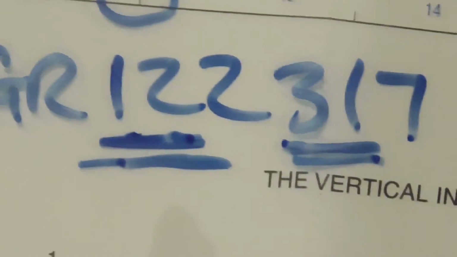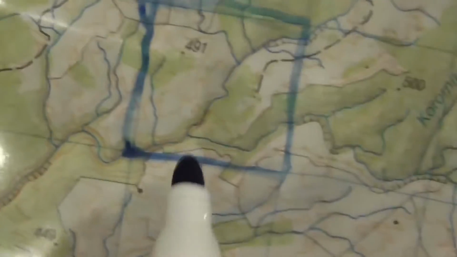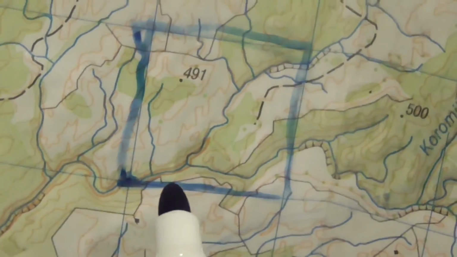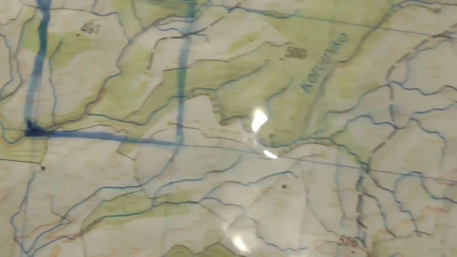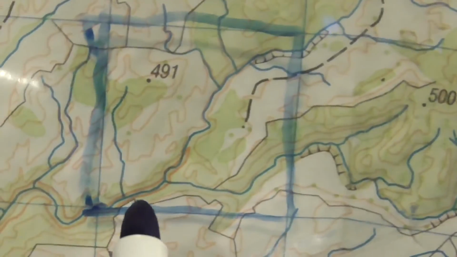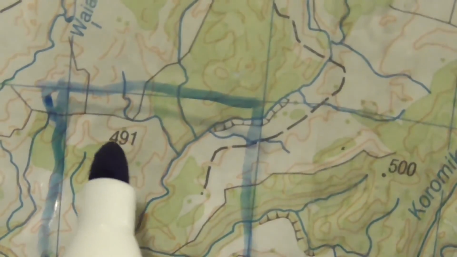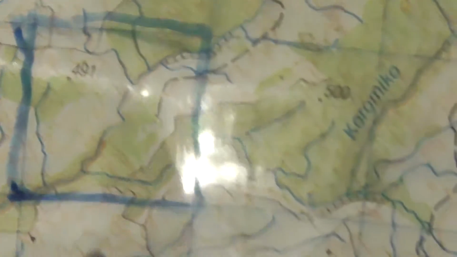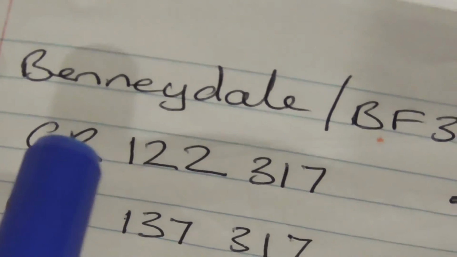Now, what's our next number? 2, 7. So we need to go across 2 and up 7. If we go across 2, 1, 2, and up 7, that's going to take us to spot height 491, which is what we did before. So I'm just going to take us back to here. Grid reference 1, 2, 2, 3, 1, 7, spot height 491. So I'm going to see if I can get this Roma in here so that you can see it clearly when we put it in.